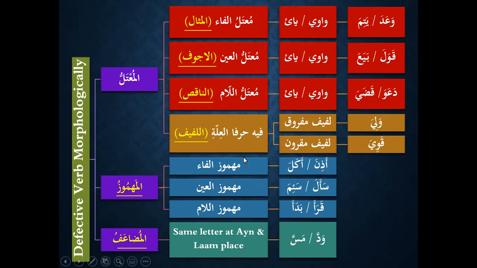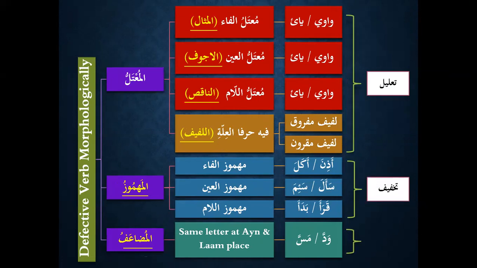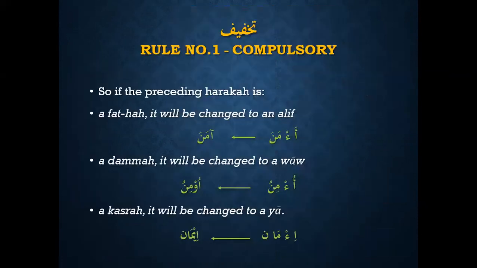And muda'af, when you have other than hamza and huruf illa, some letters which are sahih letters, which are doubled. So massa, for example, has two seens. And for harfi illa, you do ta'lilat. For mahmuz, you do takhfif to make it easy, light. And muda'af, you just do the idgham, merge them together, and we've done a lot of rules.